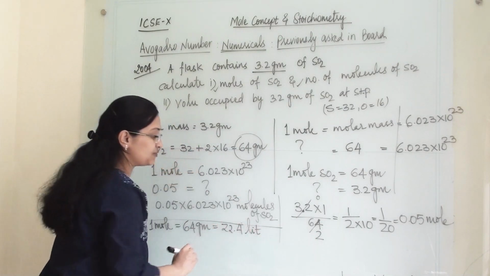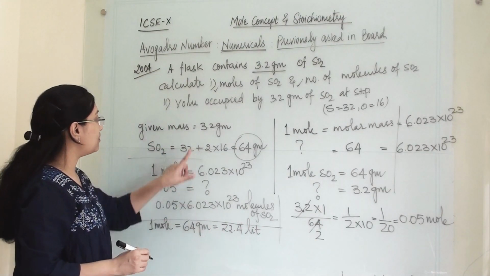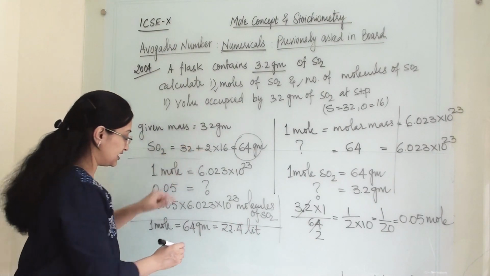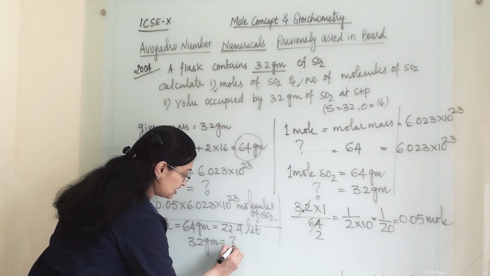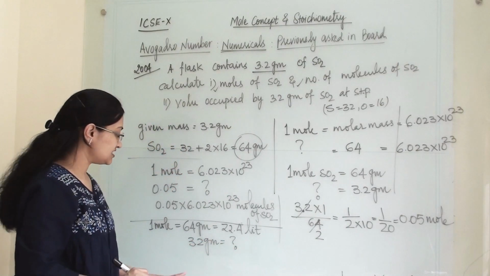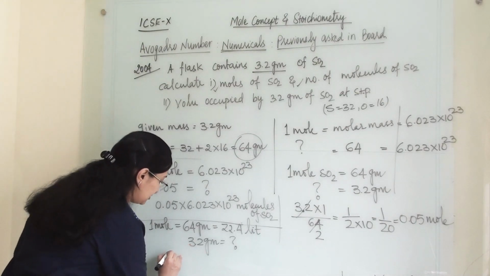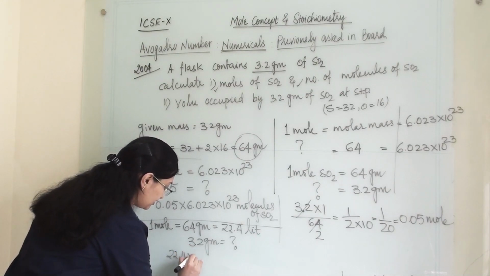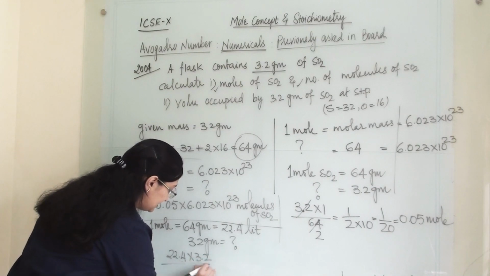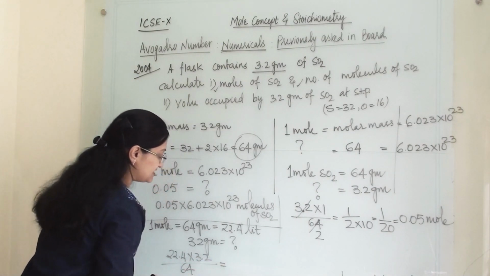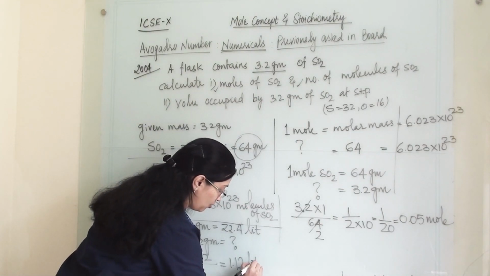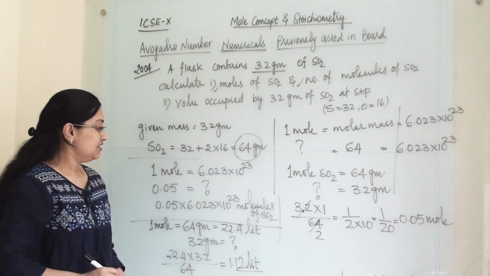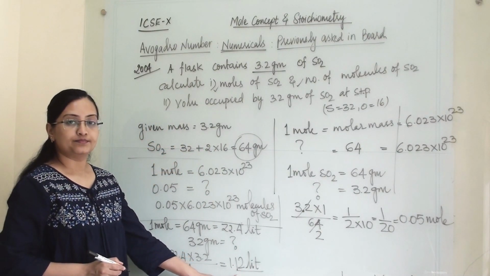22.4 liter of space it will occupy. But now we have 3.2 gram of substance. So we will write here 3.2 gram. So it will occupy how much space? So our answer will be 22.4 into 3.2 divided by 64. So answer will be 1.12 liter of volume it will occupy.